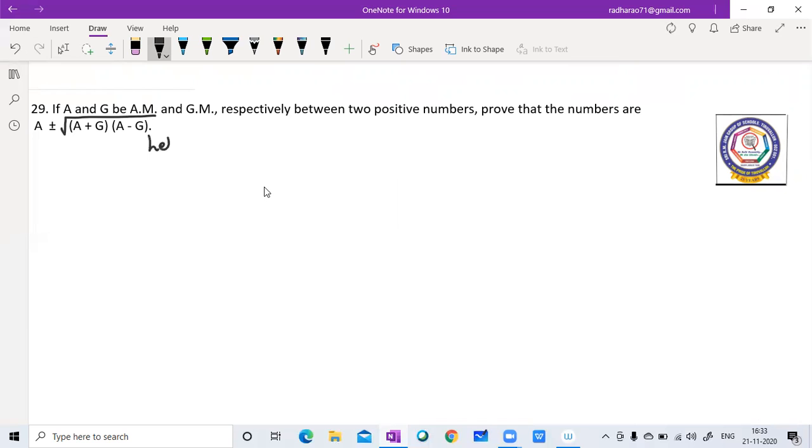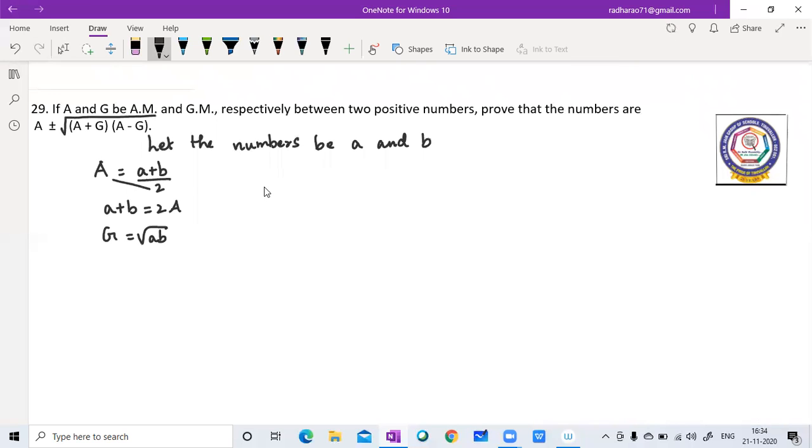So let the numbers be a and b. And capital A and G are the arithmetic mean and geometric mean of those two numbers. So arithmetic mean A is equal to a plus b by 2. So from this I can say a plus b is equal to 2 into capital A. Similarly, geometric mean is given by capital G of those two numbers. So G is equal to root ab. So I square it on both the sides, which implies G squared is equal to ab.